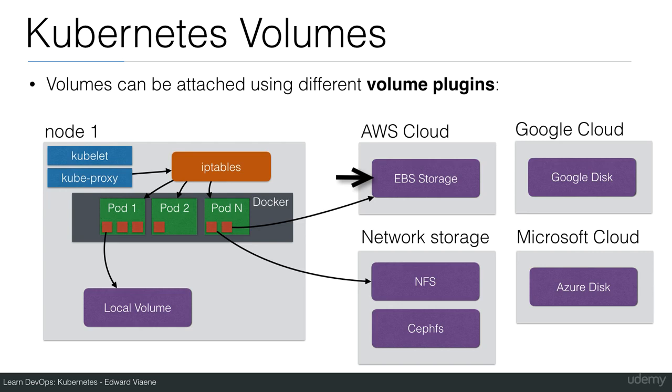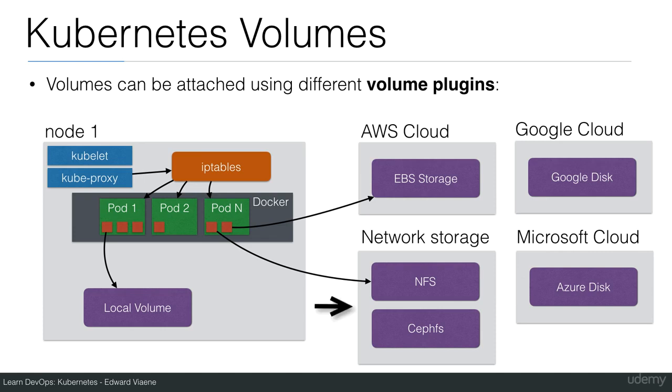Your node could completely die. You can spin up another node, or you can reuse another node, reattach an EBS volume to that, and then your pod can still be working. That's a big advantage of using these volume plugins that have storage outside your Kubernetes cluster. If you're running on Google Cloud, you can use Google Disk. If you're running on Microsoft Cloud, you can use Azure Disk.